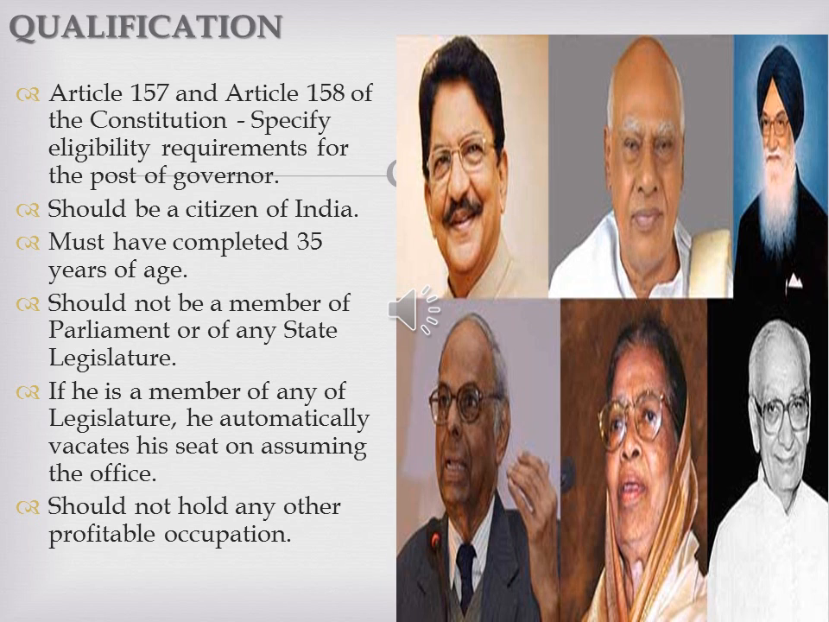So to become the governor of a state, the eligibility requirements are mentioned in Article 157 and Article 158. They are: he should be a citizen of India, he must have completed 35 years of age, and he should not be a member of parliament or any state legislature. If he is a member of any legislature, he automatically vacates his seat on assuming the office. Then he should not hold any other profitable occupation. So these are the qualifications required for the appointment of governor.